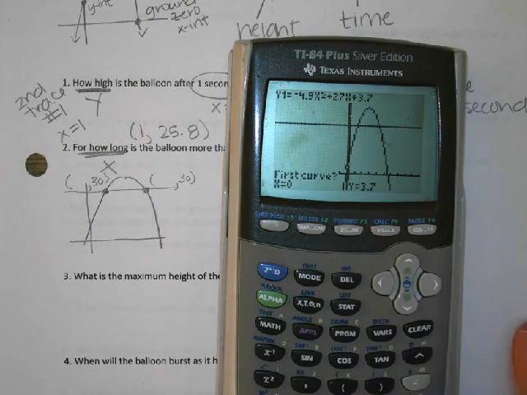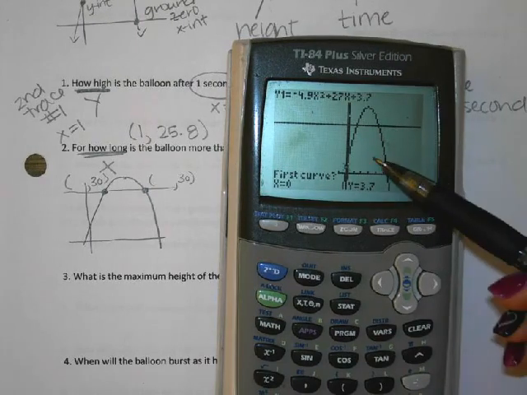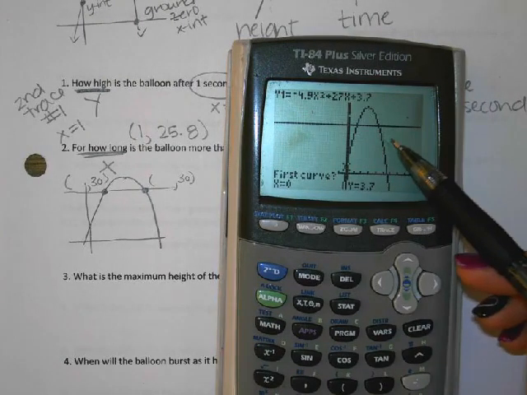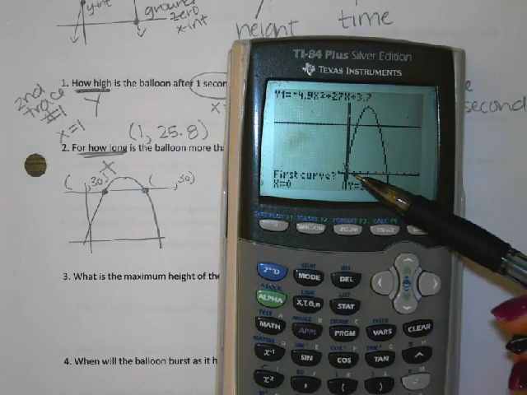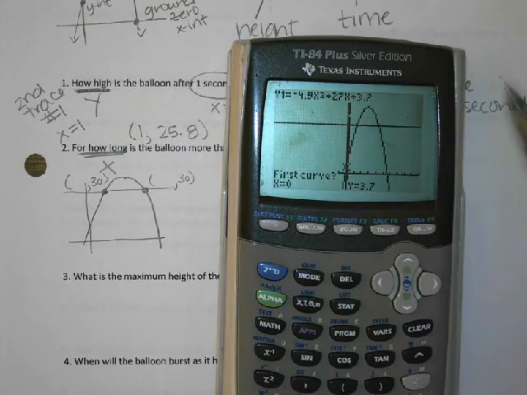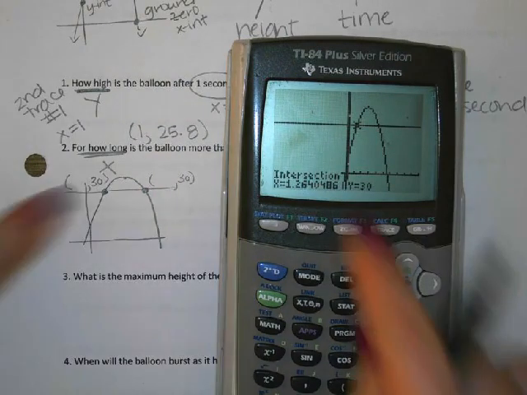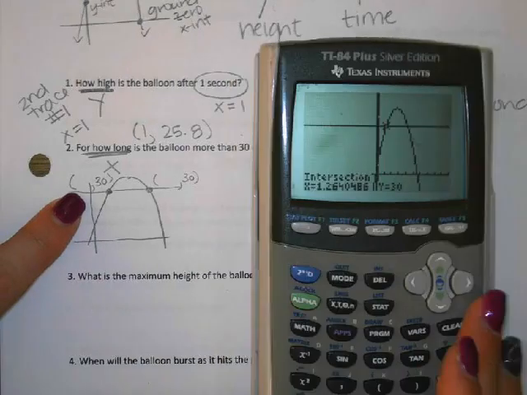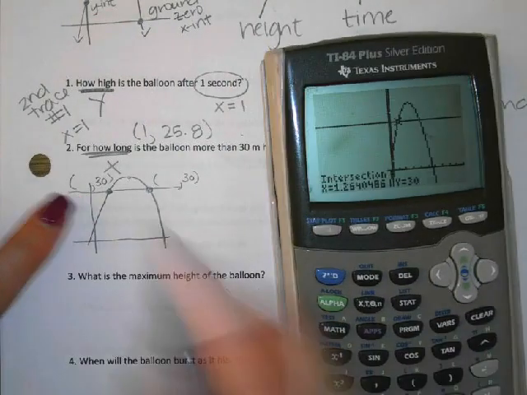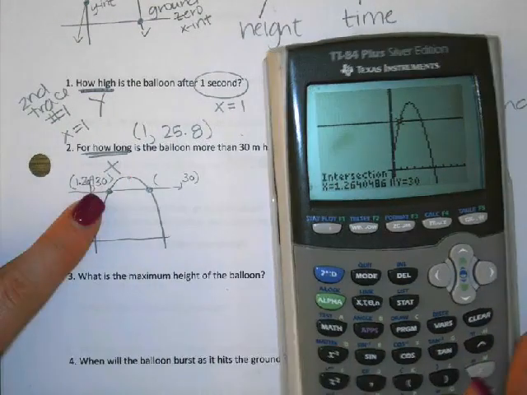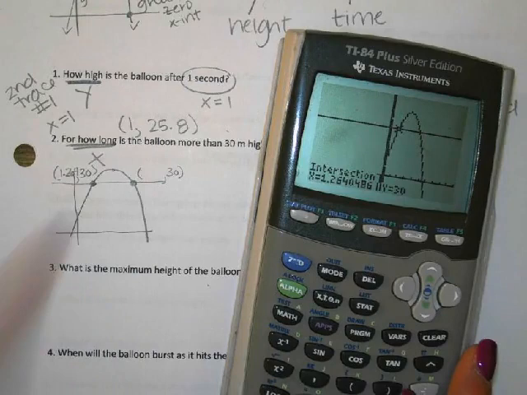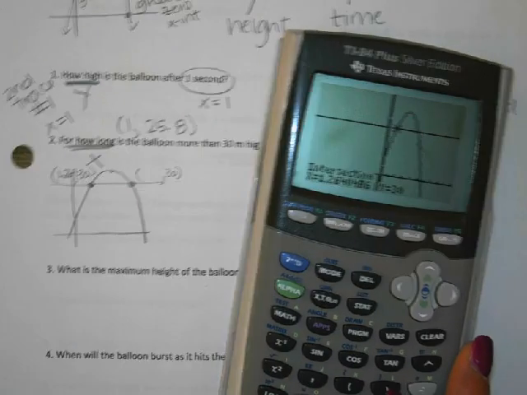A lot of students don't know this about the intersect button, but you don't actually have to move the cursor much. You just have to be closer to one of the intersections than the other one. So right now my cursor is over here. It's closer to the one on the left. So if I press enter, enter, enter, it's going to find that one on the left for me. You don't even have to move it. So that first intersection is 1.264. So 1.264 is where it starts being 30 meters high.